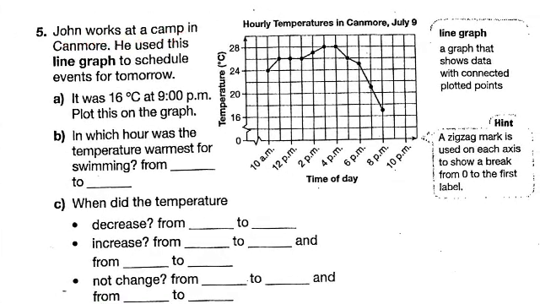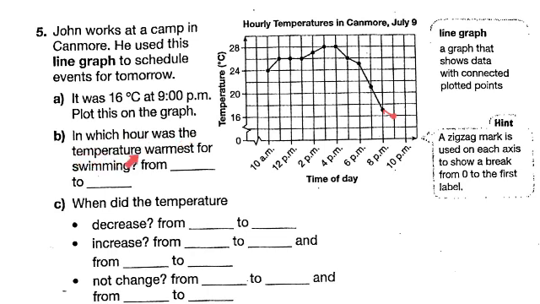So it says here, John works at a camp in Canmore. He used this line graph to schedule events for tomorrow. It was 16 degrees Celsius at 9 p.m., and plot this on the graph. So at 9 p.m., here's 8 p.m., here's 9 p.m., so we're going to say it's 16 degrees. So we're going to put the dot right here. You're going to do the same thing with yours, and you're going to connect those lines together.